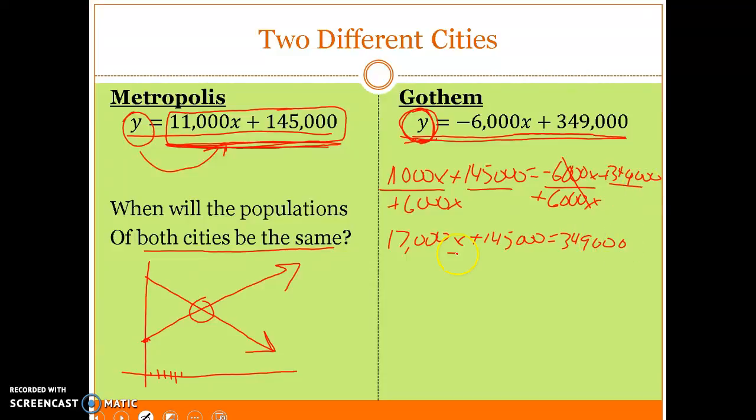And so I want to get this x here by itself, so I'm going to get rid of adding 145,000. I'm going to subtract 145,000 from both sides.